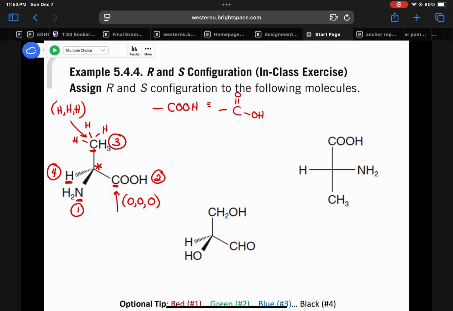So then I can go ahead and build my model. I'm going to make red priority number 1, and it's coming towards me. Red, orange, yellow, green is going to be number 2, and that is in the plane of my paper pointing down. 3 is blue, pointing straight up in my paper. So I've built it to exactly match what I see, if this is the plane of my page. I take number 4 and I hold it, and then I go red, orange, yellow, green, blue. Am I clockwise or counterclockwise here?